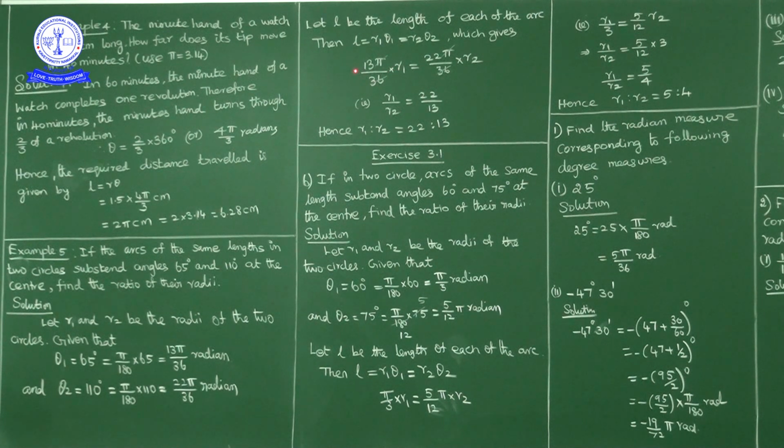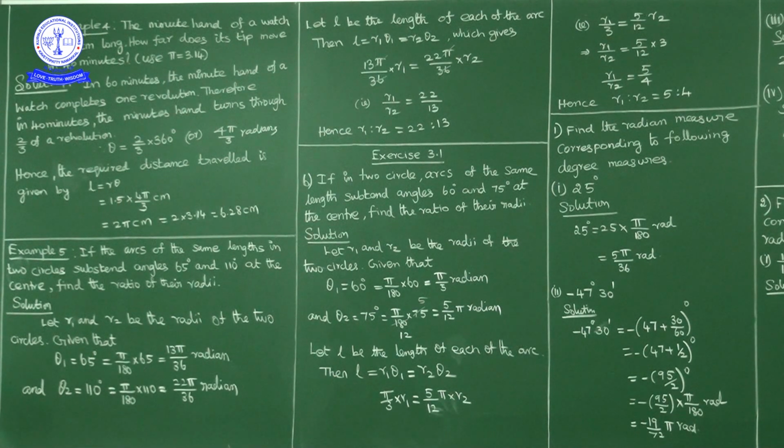Theta 1 is 13 pi upon 36, so 13 pi upon 36 into r1 is equal to 22 pi upon 36 into r2. 36 cancel, pi cancel. So r1 upon r2 is 22 upon 13. So r1 is to r2 is nothing but 22 is to 13. Clear?